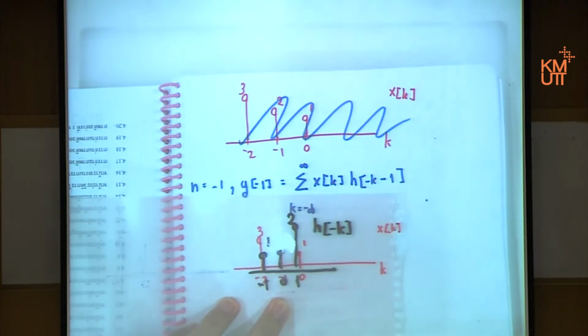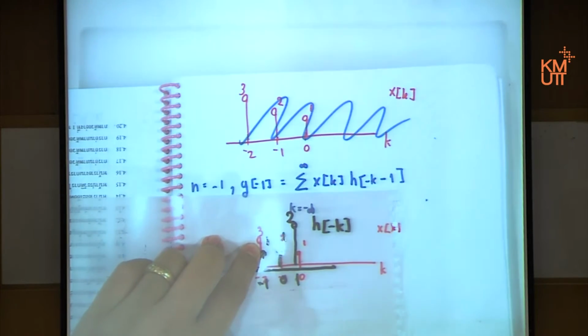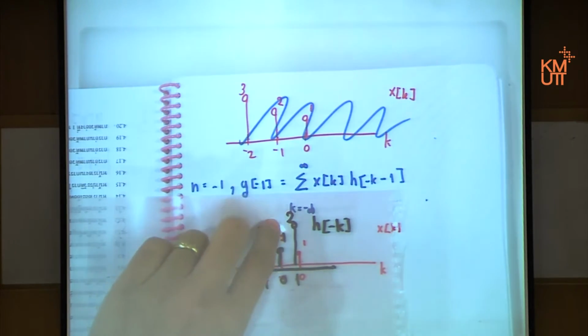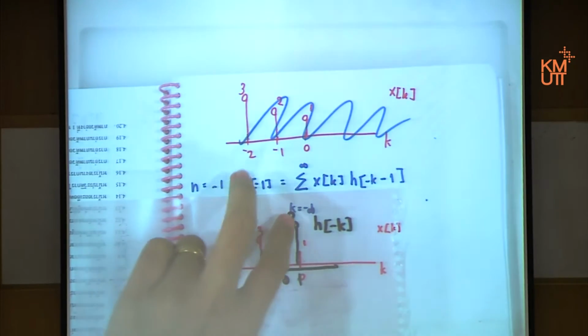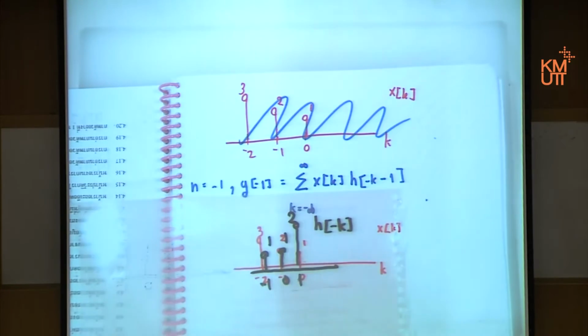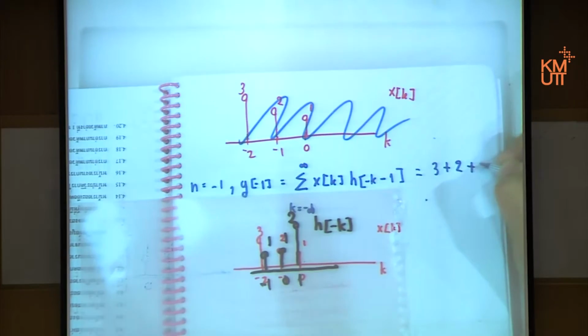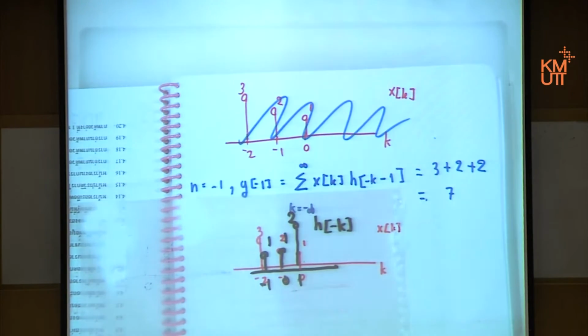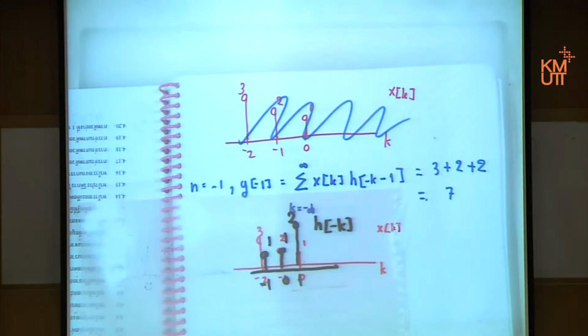Now multiply the black one and the red one together. You get 3 multiplied by 1, right? The first pair. The second pair you have 2 multiplied by 1. And the third pair you get 2 multiplied by 1. So you get 3 plus 2 plus 2. It will be equal to 7. So it means that y[-1] is equal to 7.